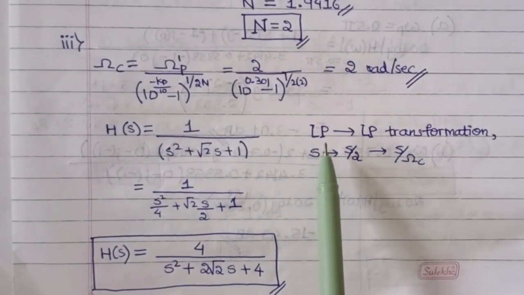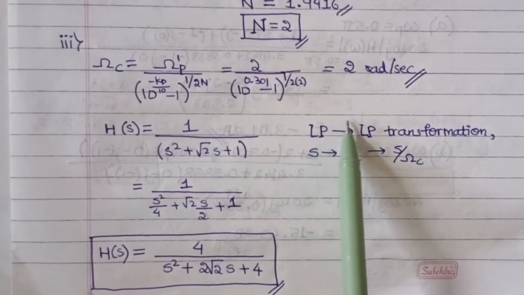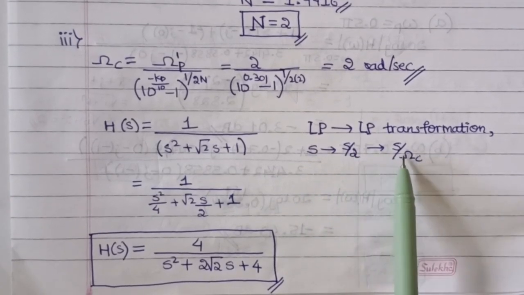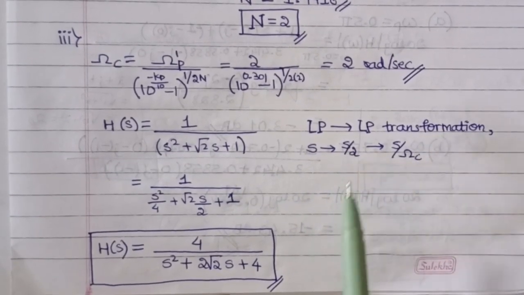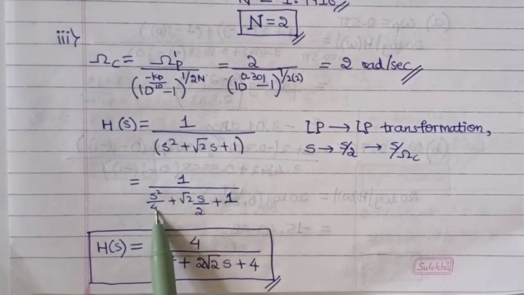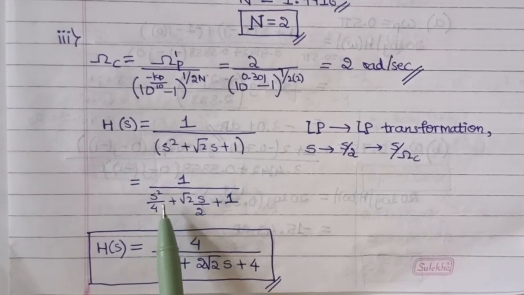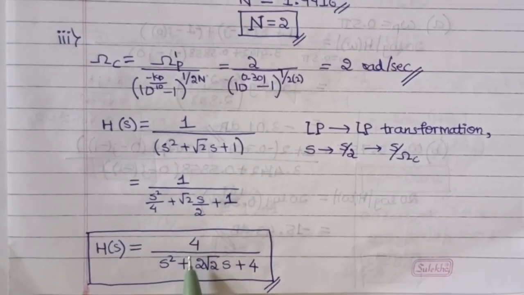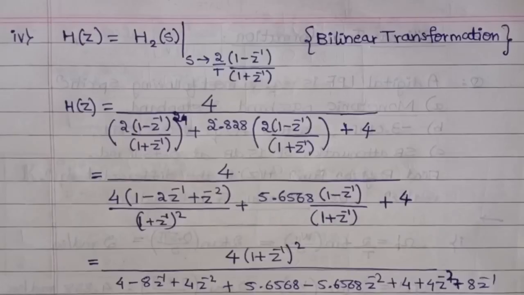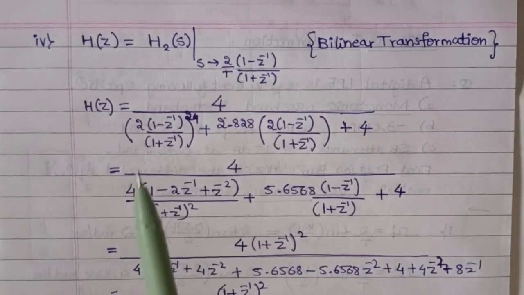Since we are asked to design a low pass filter, we have to apply low pass to low pass transformation. For applying low pass to low pass transformation, we have to substitute s as s by 2. Since omega c is 2, we are substituting s by 2. Substituting s by 2 in the place of s, we get s square by 4, root 2 into s by 2, and 1 as it is. Taking the LCM as 4, we get H(s) is equal to 4 divided by s square plus 2 root 2 s plus 4. The steps till obtaining the transfer function are the same for analog and digital filters.